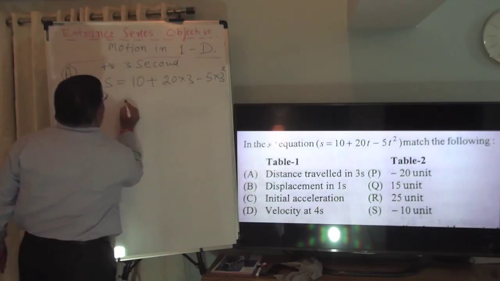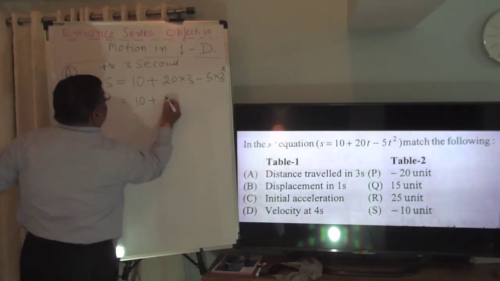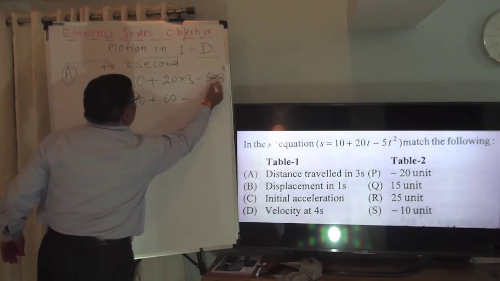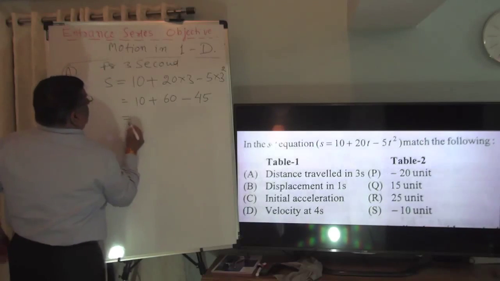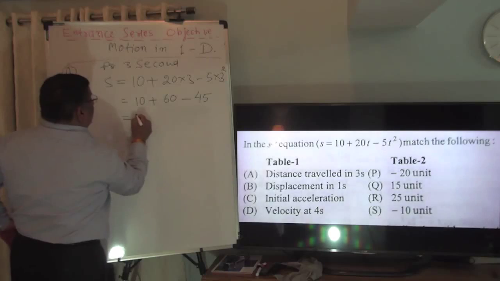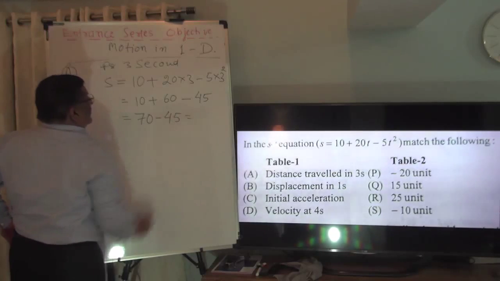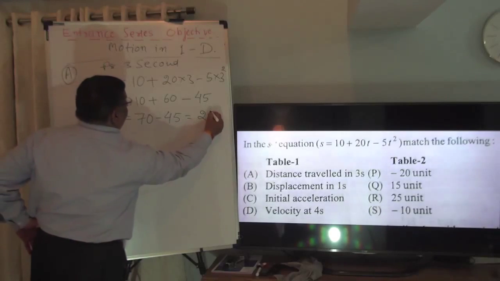9 5s are 45. 10 plus 60 minus 3 3s are 9, 9 5s are 45. So this is 70 minus 45. 70 minus 45 is equal to 25.